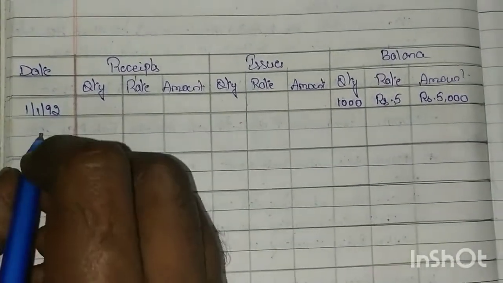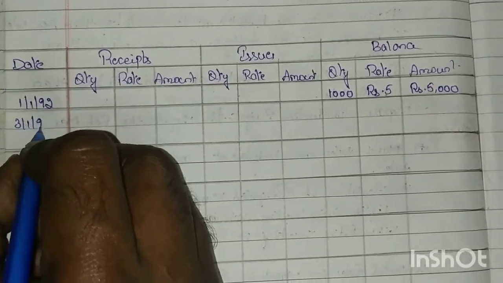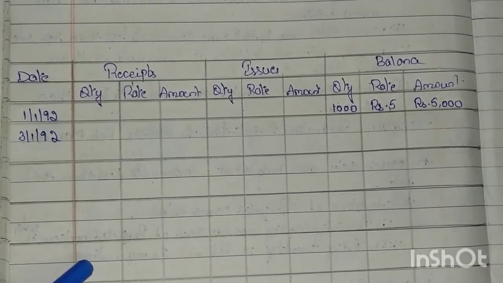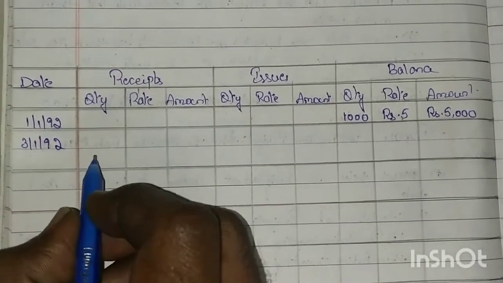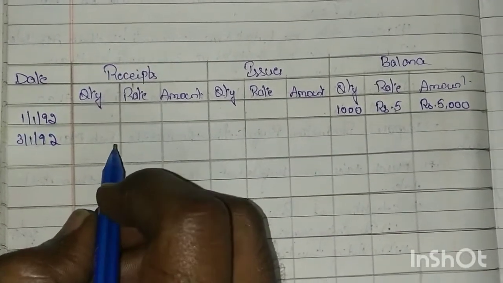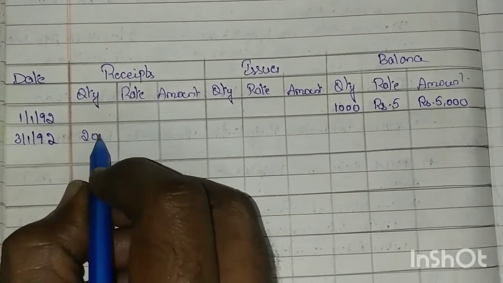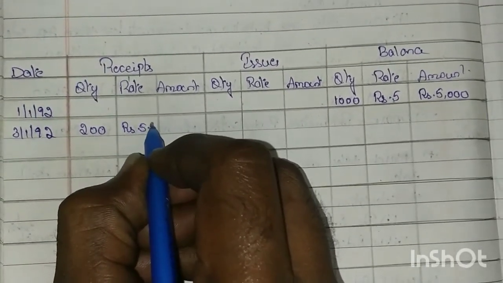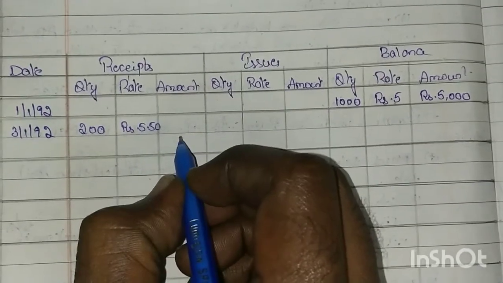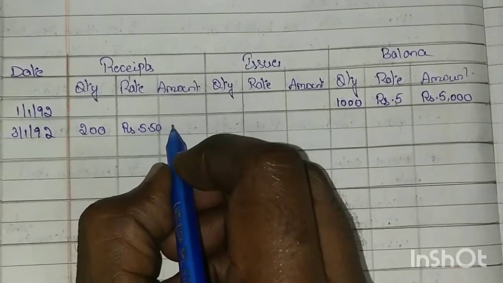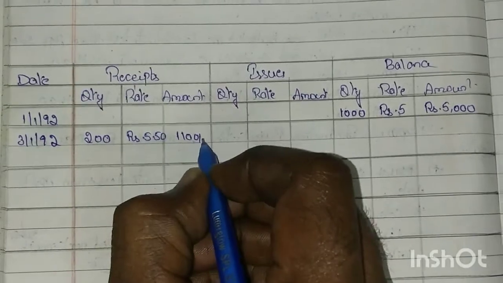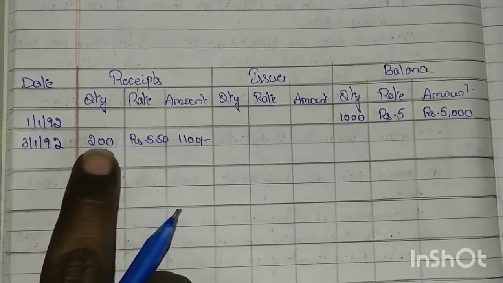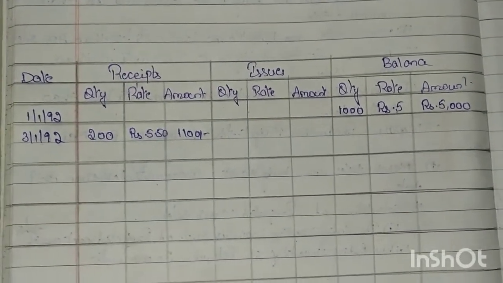On Jan 3rd, that is on 3/1/92, they are having the purchases. Purchases indicate receipts, we are receiving the goods. So we will go for writing another receipts column. They have purchased 200 units at a price of rupees 5.50, so the total amount will become 1100. So that is the amount.